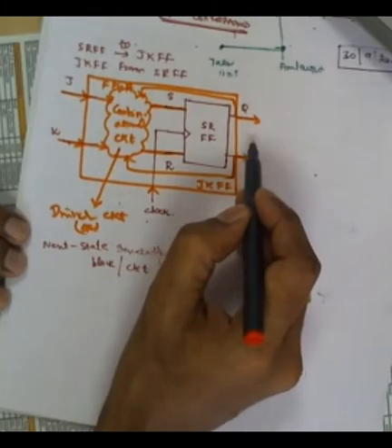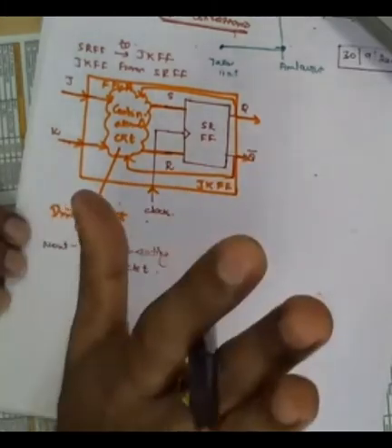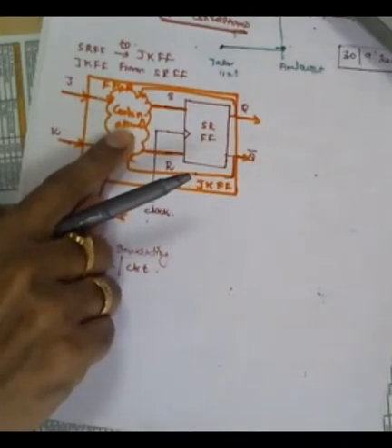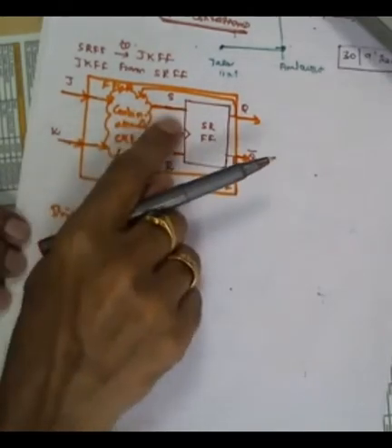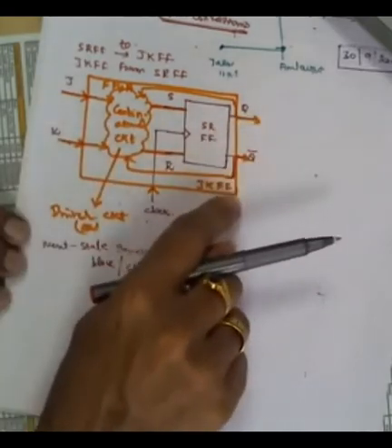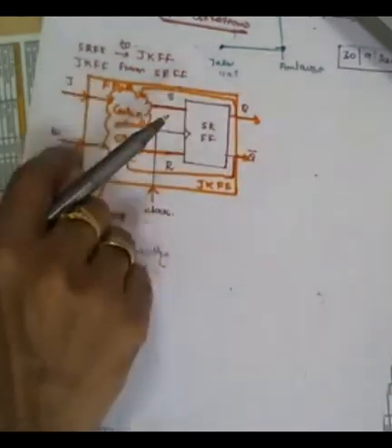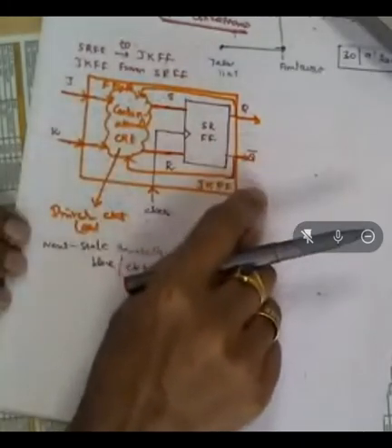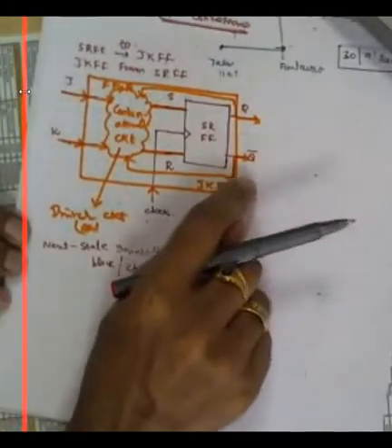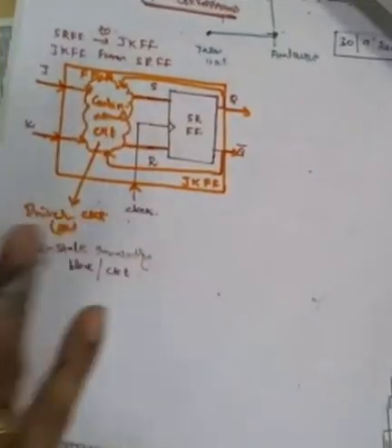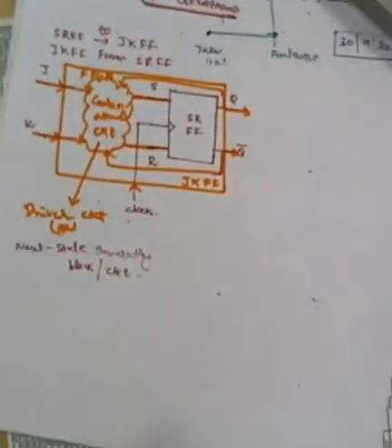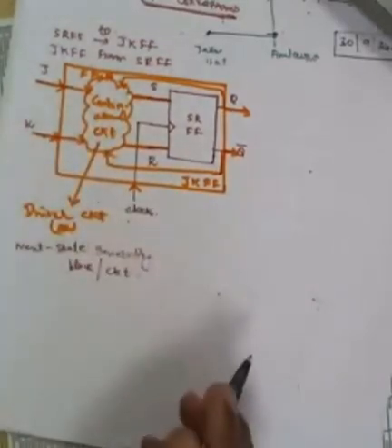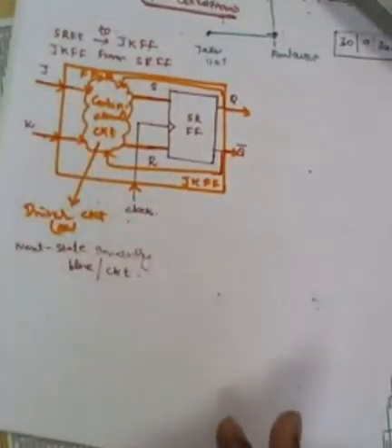Q of t plus 1 is decided by the circuit only, because S and R are functions of J, K, Q, Q dash. S is a function of J, K, Q, Q dash, and R is also a function of J, K, Q, Q dash. Correct? Therefore, this circuit only will decide what the next state should be. Therefore, this circuit is called the next state generating block or next state generating circuit.